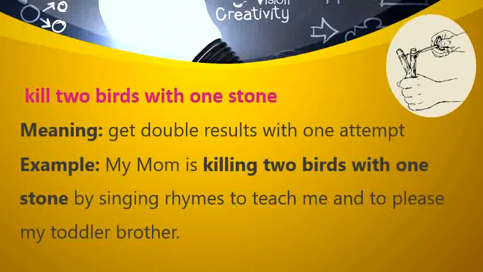Kill two birds with one stone. The meaning is to get double results with one attempt. For example, my mother is killing two birds with one stone by singing rhymes to teach me and to please my toddler brother. So, doing one thing, she's achieving two goals. Can you think of more idioms by yourself?